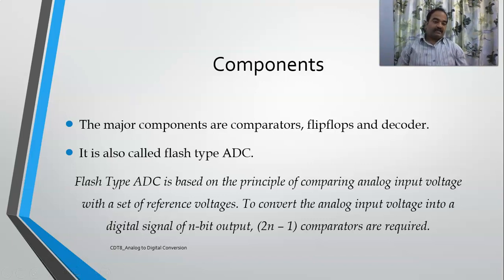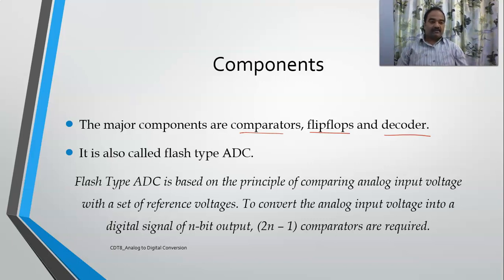This is often regarded as a flash type ADC in your textbooks. Now, the major components of a flash type ADC are comparators, flip-flops based on logic gates, and a decoder. A flash type ADC is based on the principle of comparing your analog input voltage with a set of reference voltages. And to convert this analog input voltage into a digital signal of, let us suppose, n bits, you do require 2^n minus 1 comparators.